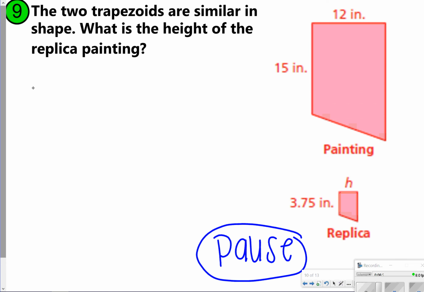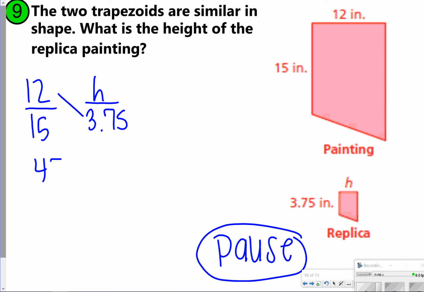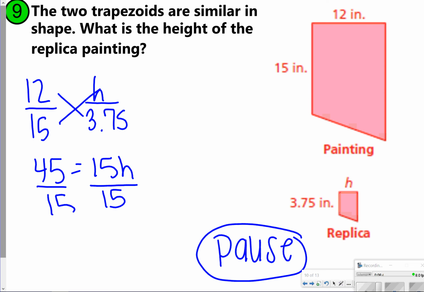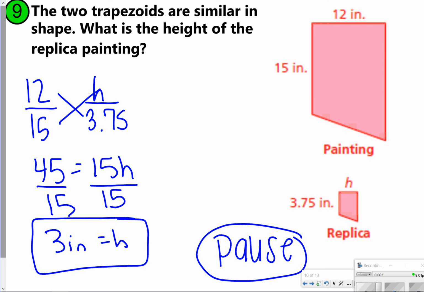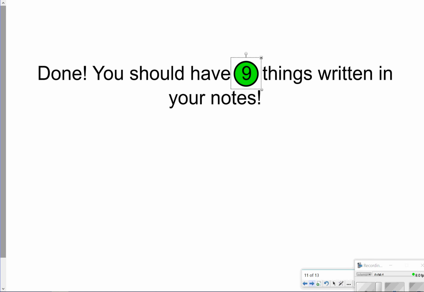Alright, so how I set this one up is I did 12 inches over 15 is equal to h over 3.75. The first thing I'm going to do is take 12 and multiply by 3.75, and I'm going to get 45, and then 15 times h is 15h. Divide both sides by 15, and h is equal to 3 inches. Okay? That's all we have for today, so just make sure you have your 9 things written in your notes.